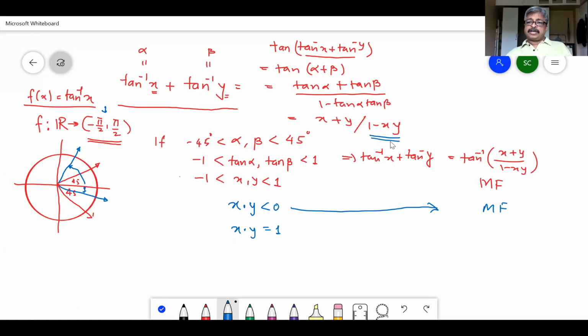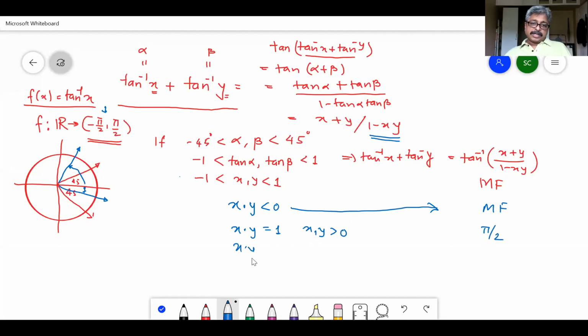Because you can see that the denominator becomes 0 when x into y is 1. And if x into y is 1 and both x comma y are greater than 0, positive, that means one can be 30, another can be 60, one can be 45, another can be 45, one can be 80, another can be 10, but both of them are in the first quadrant and their product becomes 1. That makes this ratio undefined, and tan inverse of an undefined quantity is pi by 2, right? So if this is the situation, the answer is pi by 2.